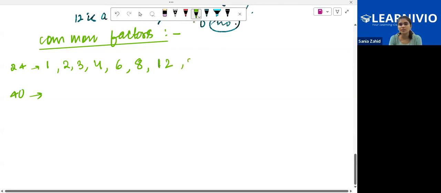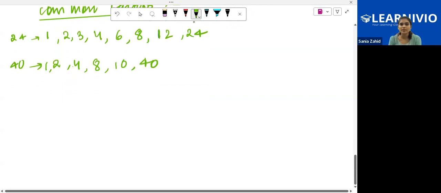You have 12 and then you have 24 directly. Okay, so these are the factors of 24. For 40, you have 1, then you have 2, not 3, then you have 4, then you have 8, then you have 10, and then you have 40. Okay, so these are the factors of 24 and 40.